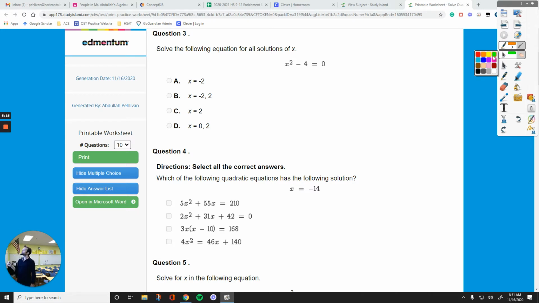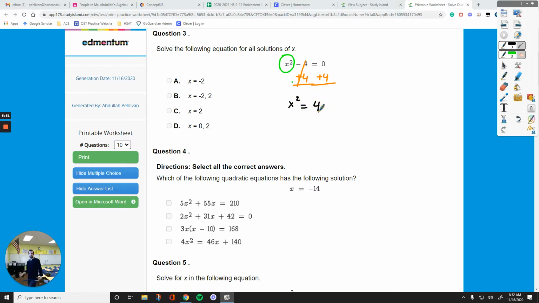So this question, again, says solve the following equation for all solutions of x. Solve it for x, get the x by itself. For that, the first step is getting the x squared by itself. Right here, that should be all by itself. There's a -4 right next to it. I want to cancel that one out. So to cancel the subtraction out, we are adding 4 to each side. So bring down the x squared, and then the right side is 4.